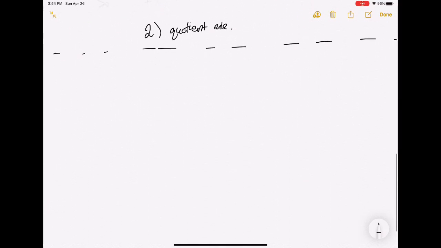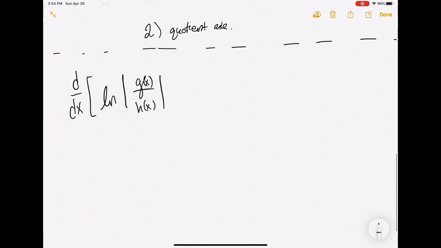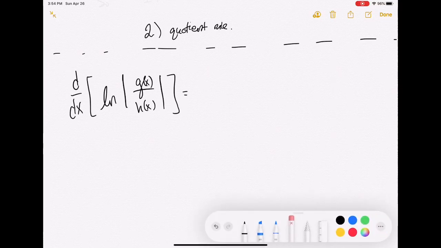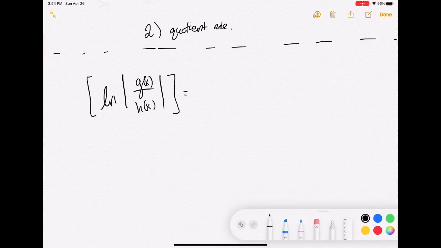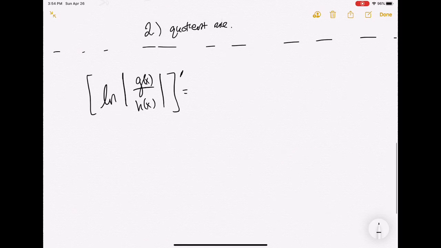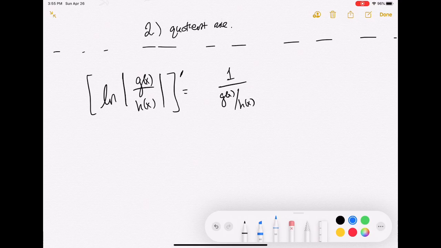So let's do that. d dx, natural log g of x over h of x. I'm going to actually rewrite this in terms of primes because I think it starts to make more sense when we write it in terms of primes. I'm going to put a prime there. Derivative of the outside is 1 over g of x over h of x. This is really derivative outside, keep the inside the same here.